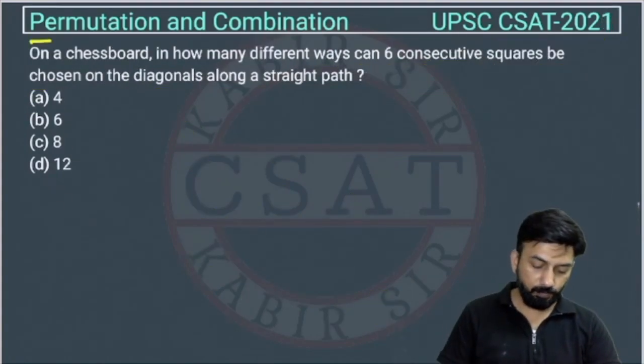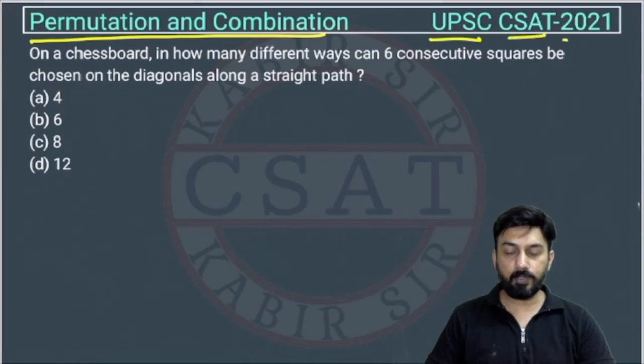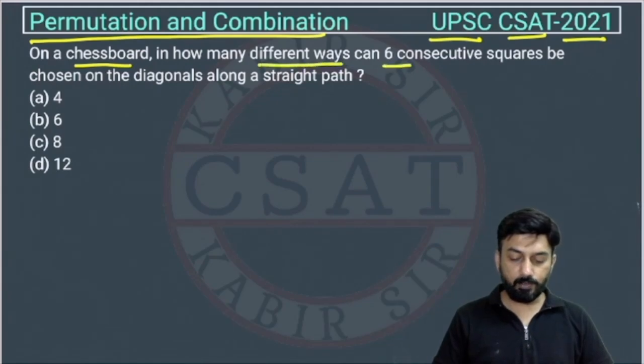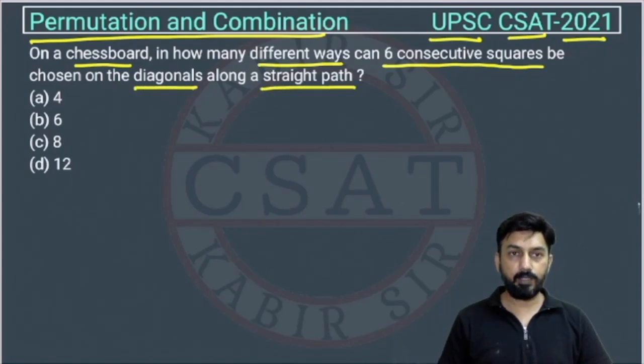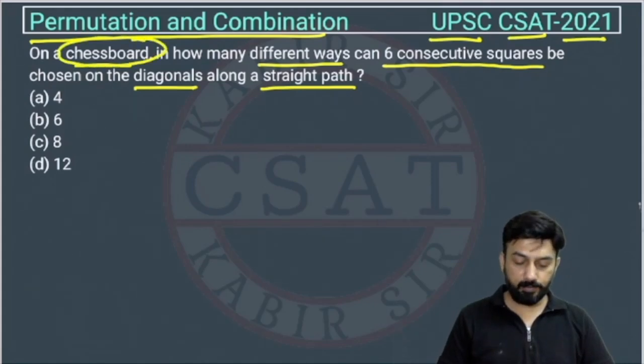This is a question from Permutation and Combination chapter asked by UPSC in CSAT paper of 2021. On a chessboard, in how many different ways can 6 consecutive squares be chosen on the diagonals along a straight path? Right. So this is a problem of chessboard. Right. So in the chessboard we have 8 rows and 8 columns.